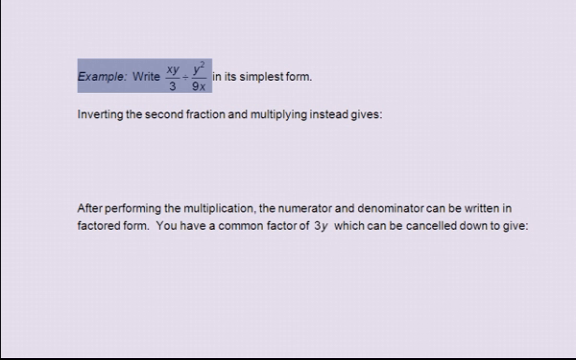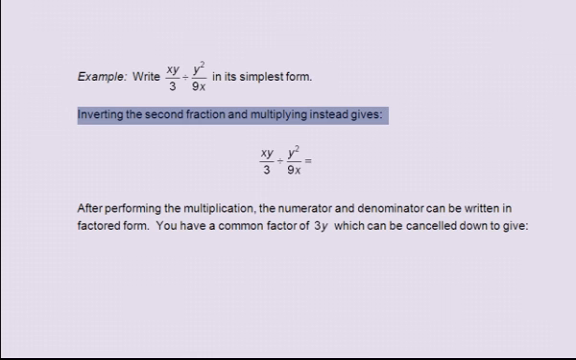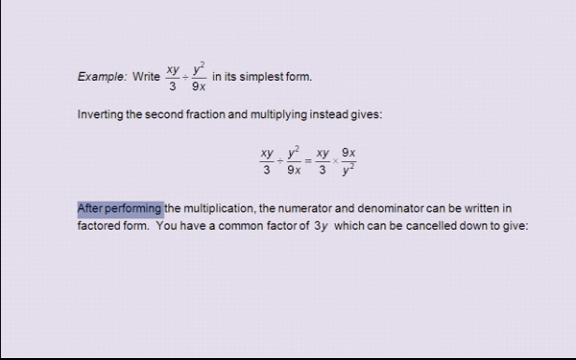Write xy over 3 divided by y squared over 9x in its simplest form. Inverting the second fraction and multiplying instead gives xy over 3 divided by y squared over 9x equals xy over 3 multiplied by 9x over y squared. After performing the multiplication, xy over 3 multiplied by 9x over y squared equals 9x squared y over 3y squared.